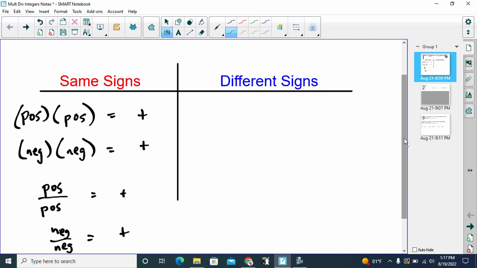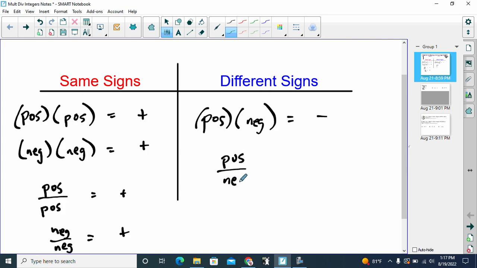If they have different signs, one number is positive while the other number is negative, and I am multiplying them or dividing them, I get a negative answer. And it doesn't matter which one comes first. I could have the negative one first. Negative times positive gives me negative. Negative divided by positive gives me negative.